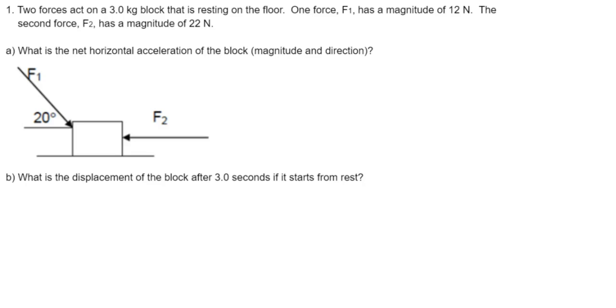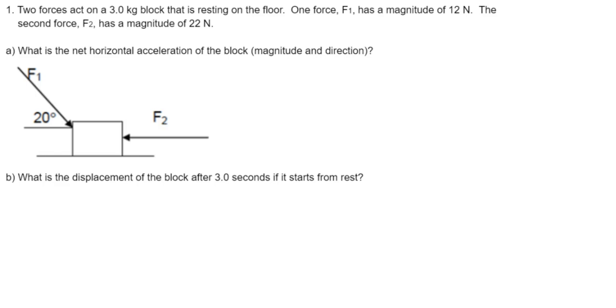Okay, so for lesson D04, we're now talking about two-dimensional force and friction problems. For number one, it says that two forces act on a 3.0 kilogram block that is resting on the floor. One force, F1, has a magnitude of 12 newtons. The second force, F2, has a magnitude of 22 newtons. A, what is the net horizontal acceleration of the block, both magnitude and direction? B, what is the displacement of the block after 3.0 seconds if it starts from rest?